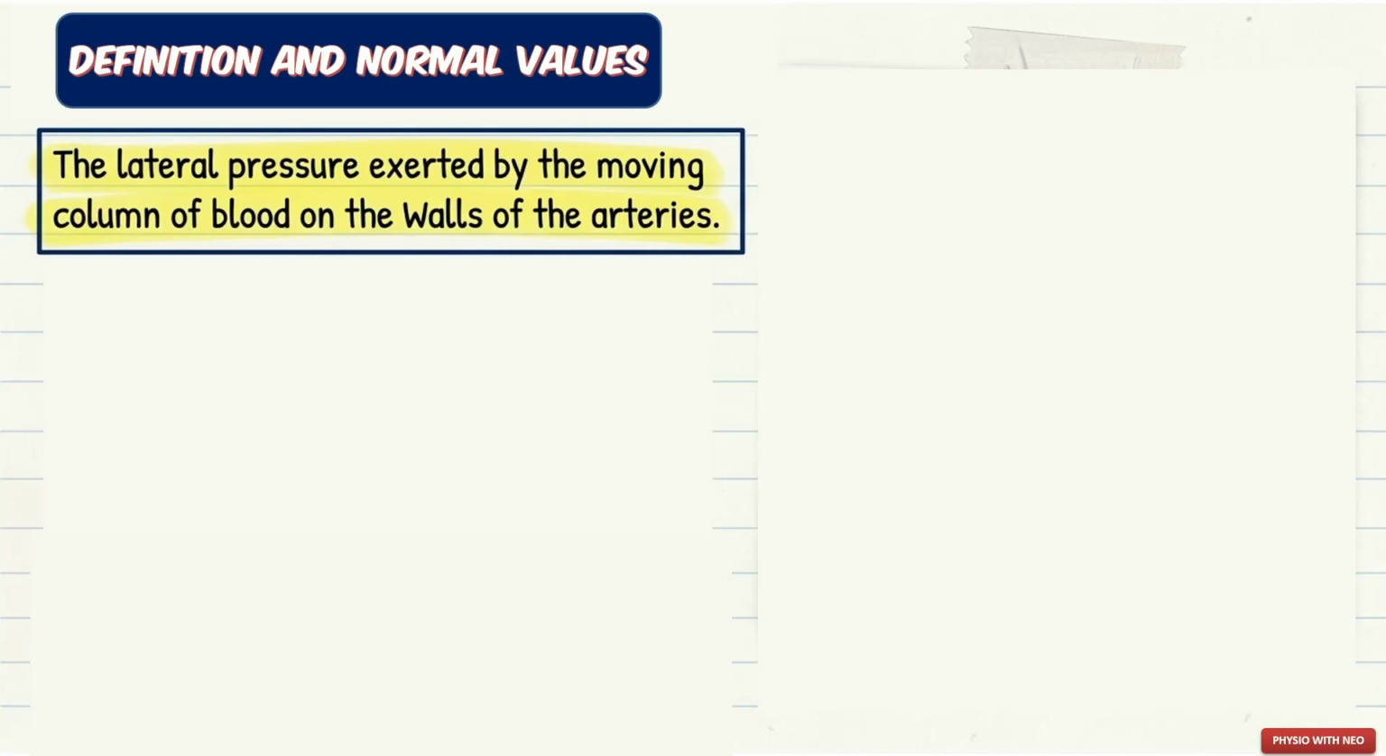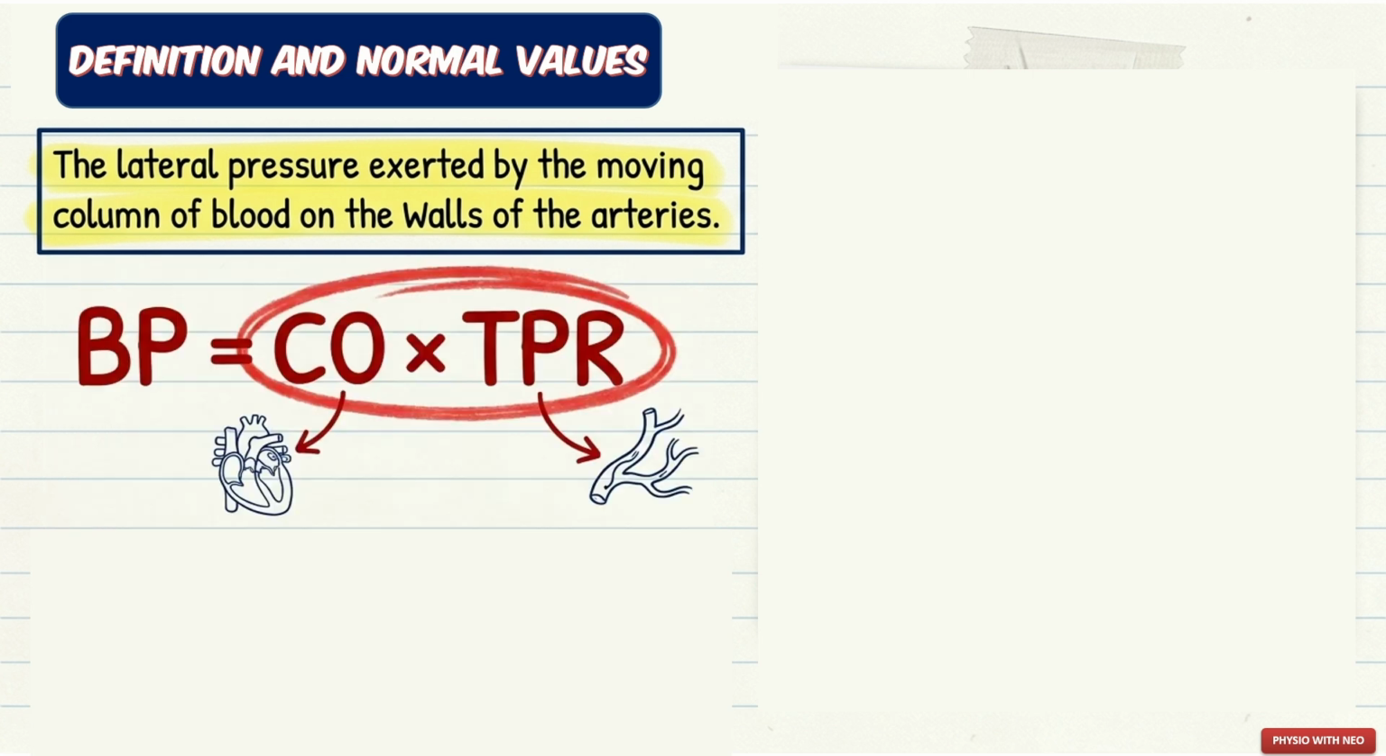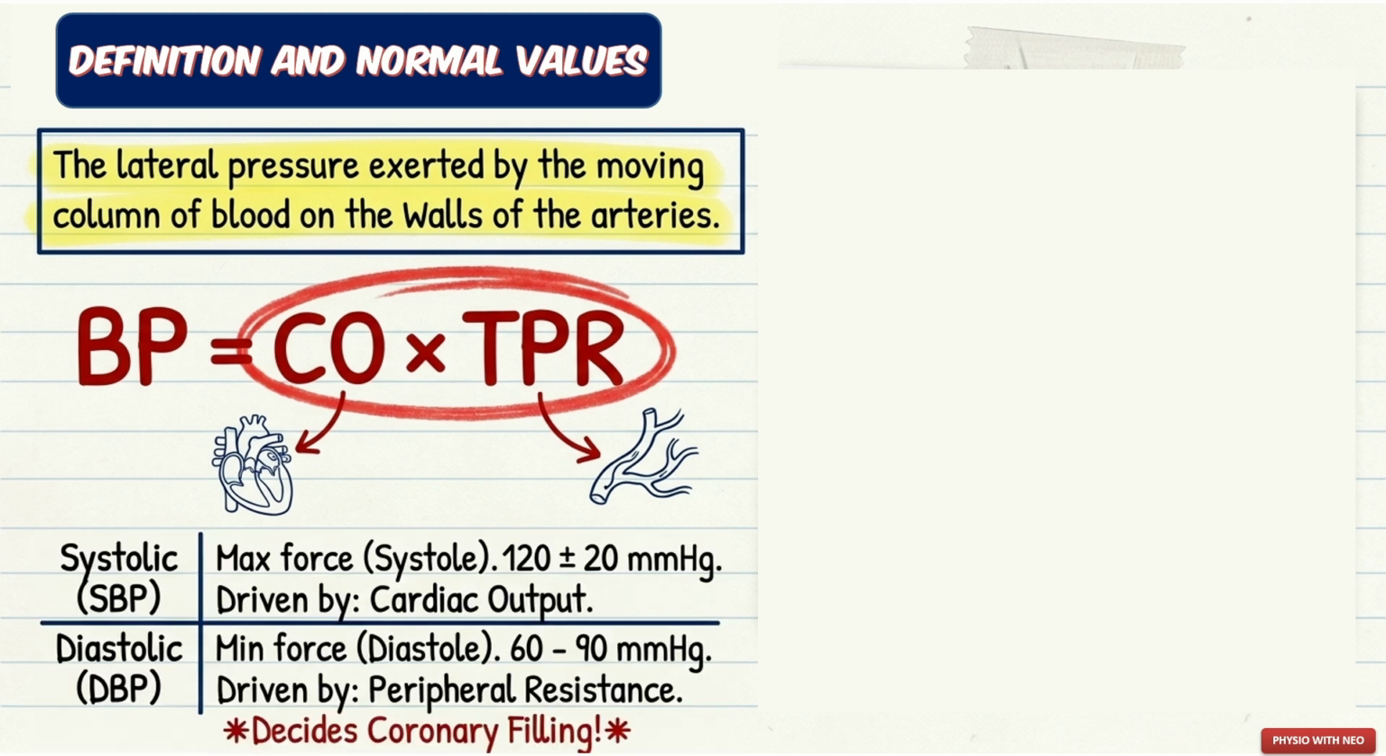Definition. Blood pressure is defined as the lateral pressure exerted by the moving column of blood on the wall of the arteries. So here you can see blood pressure is the product of cardiac output and the total peripheral resistance. Here we have two important components, the systolic blood pressure and the diastolic blood pressure. Systolic blood pressure is the maximum pressure applied during systole. The value is 120 plus or minus 20 millimeter of mercury, and it is mainly driven by the cardiac output.